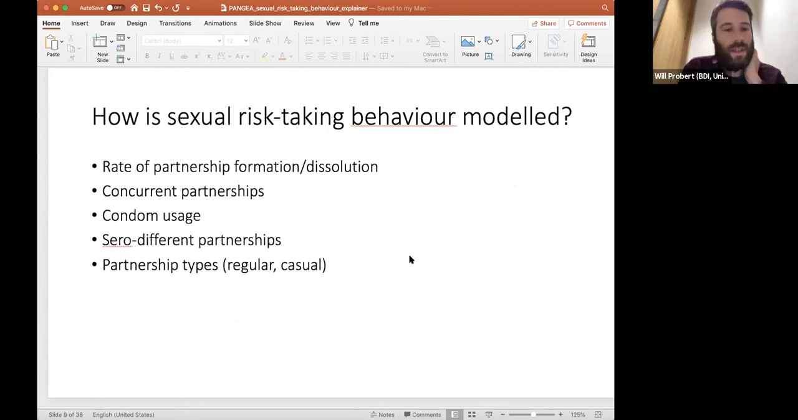Other approaches are taken in different models; it very much depends on the formulation of the model. Individual-based models, particularly because of their complexity, can take sexual risk-taking behavior into account in a huge number of ways, including the rate of partnership formation and dissolution, whether or not concurrent partnerships are taken into account, condom usage, serodifferent partnerships based on HIV status, and partnership types: regular partnerships, casual partnerships, commercial sex workers, and so on.